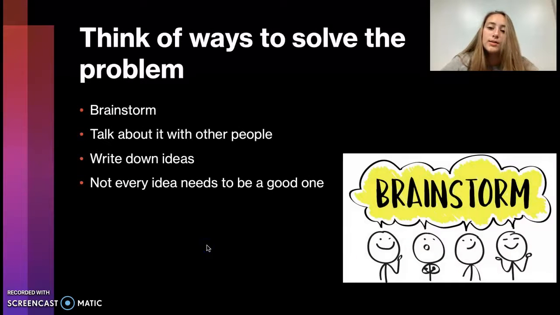The next step is think of ways to solve the problem. So first you need to brainstorm, and then you need to talk about it with other people, to see what other people are coming up with and what other people were able to think about and see if they had any other ideas than you had. And then it helps to write down the ideas just so you can look at them in one place and you're not forgetting any, and maybe you think of a couple more as you're writing them down that you didn't think of when you were just brainstorming.